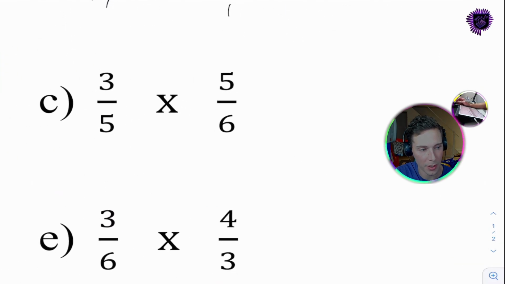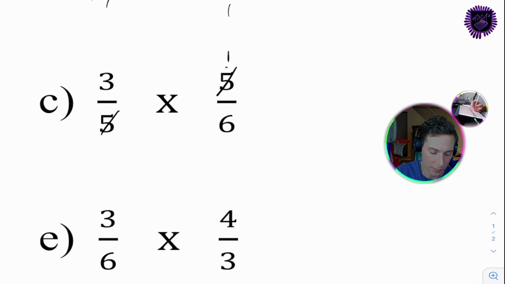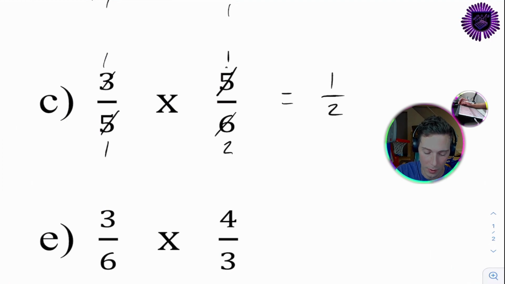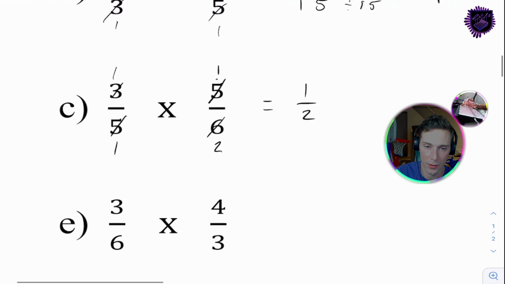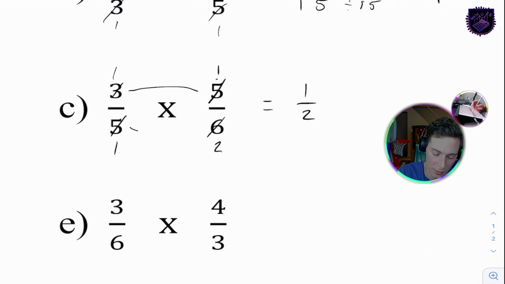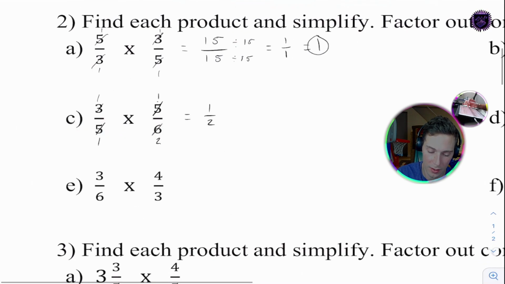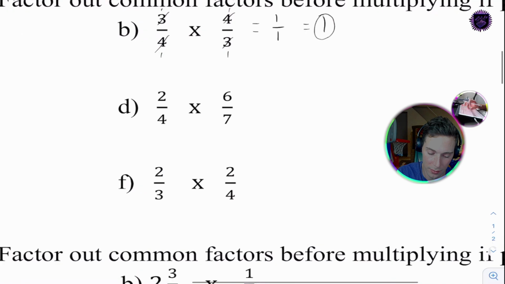Close. Almost 3 in a row, but not quite. So this one's going to be 5 can cancel, becomes 1. 5 and 5. Now 3 will become 1. 6 will become 2. This is going to be equal to 1/2. So again, if you're just skipping to this question, 3 times 5 is 15 over 5 times 6, which is 30ths. 15/30ths is 1/2. I'm just simplifying out the common factors.